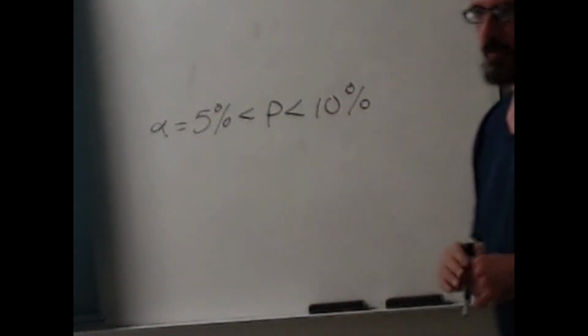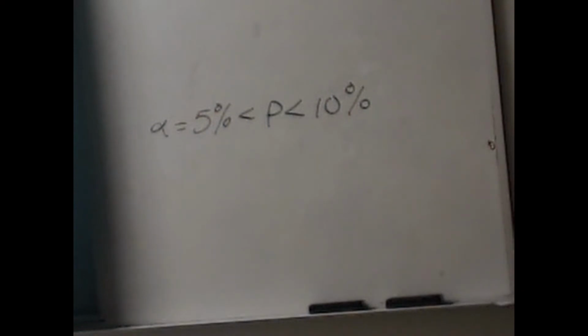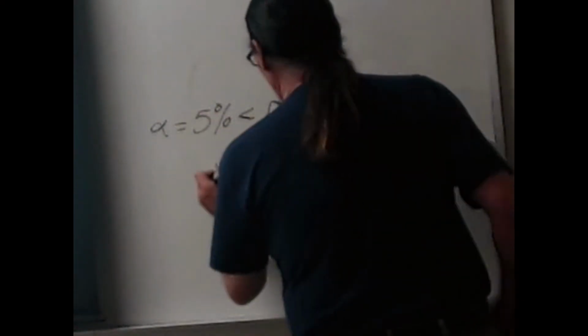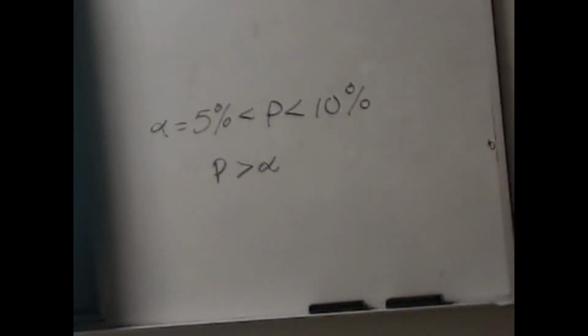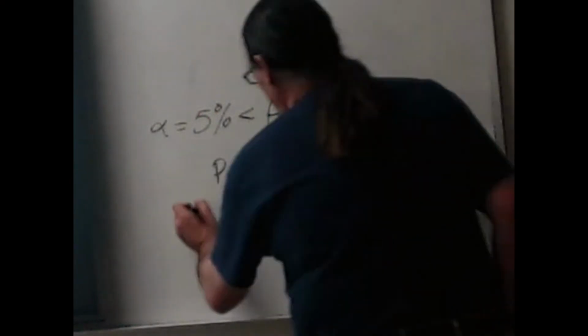Okay, so do we reject or fail to reject the null hypothesis since P is greater than alpha? P is greater than 5%. Reject the H naught or fail to reject? Fail to reject.